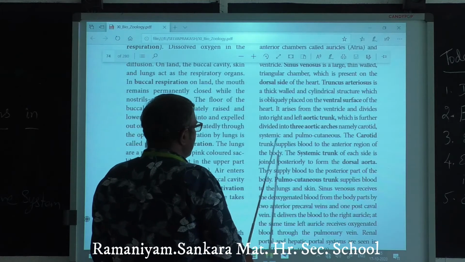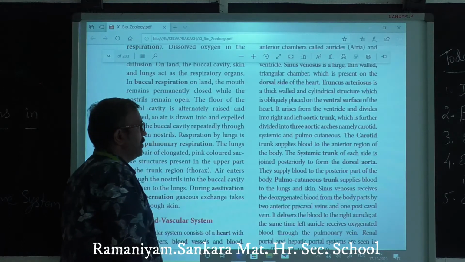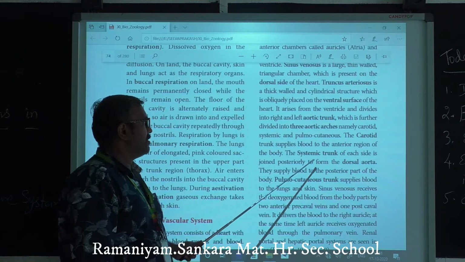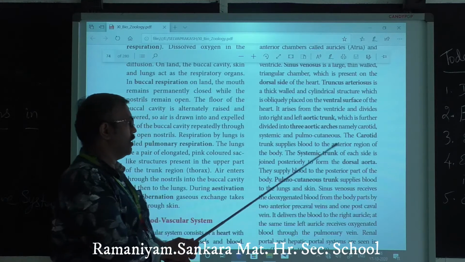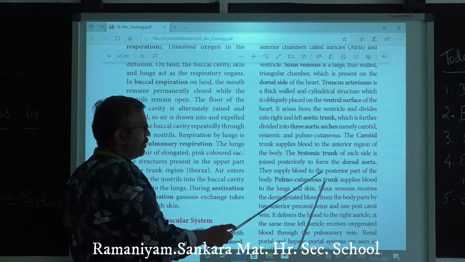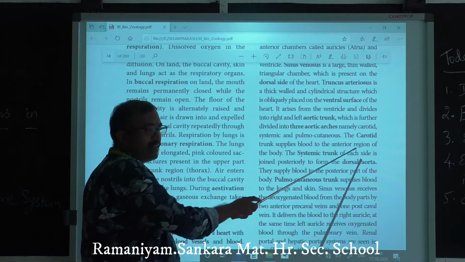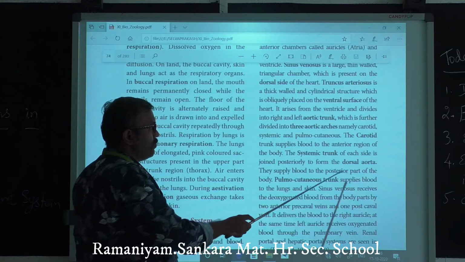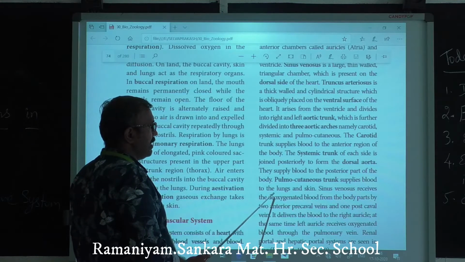The carotid trunk supplies blood to the anterior regions of the body. The systemic trunks on each side join posteriorly to form the dorsal aorta, which supplies blood to the posterior part of the body. The pulmocutaneous trunk supplies blood to the lungs and skin.